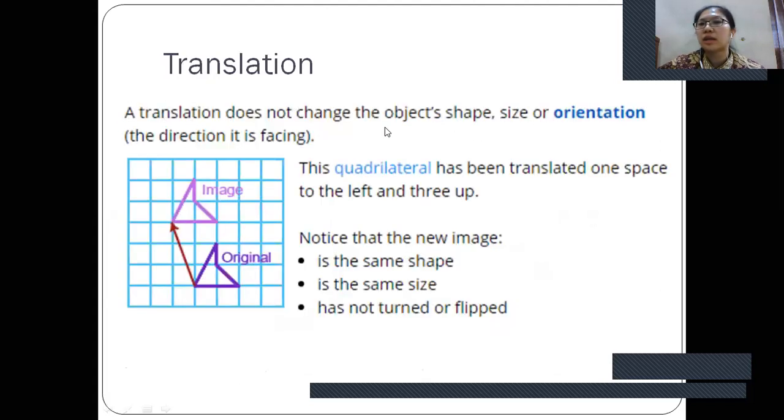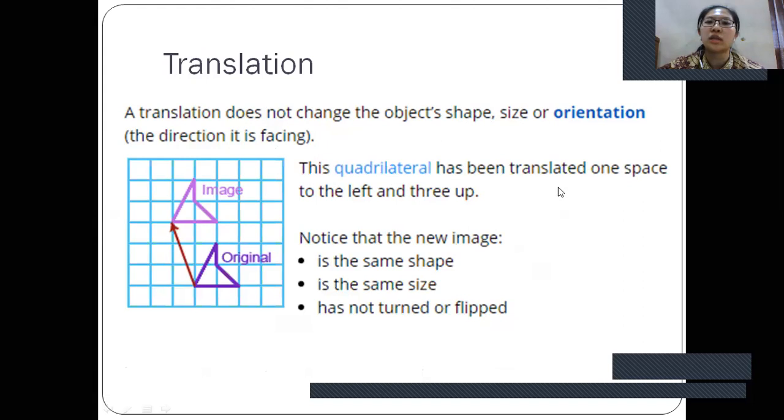Go on. Translation. A translation doesn't change any object's shape. So the shape does not change, the size does not change, and the direction does not change. It does not change the shape, the size, and the orientation. The direction it is facing will not change. All right, it will be the same.